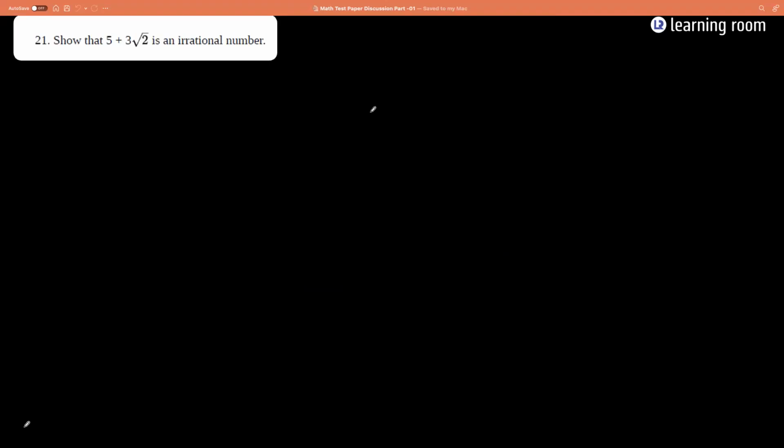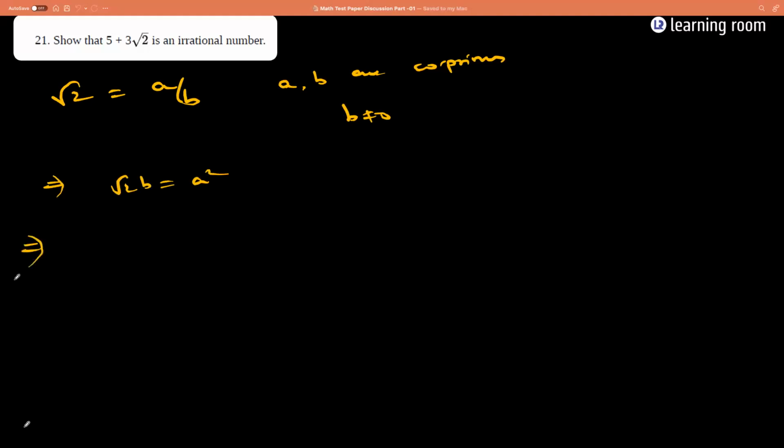So show that 5 plus 3 root 2 is an irrational number. So how to solve this? Sir, first we need to prove root 2 is irrational and then we need to prove 5 plus 3 root 2. Okay, that also you can do. So how do you prove root 2 is irrational? First, let's assume that root 2 is rational, that is root 2 is equal to a by b, where a and b are co-primes and b is not equal to 0, which implies root 2 b is equal to a. On squaring, we get 2b square is equal to a square.